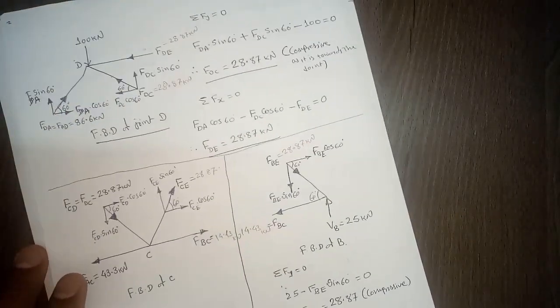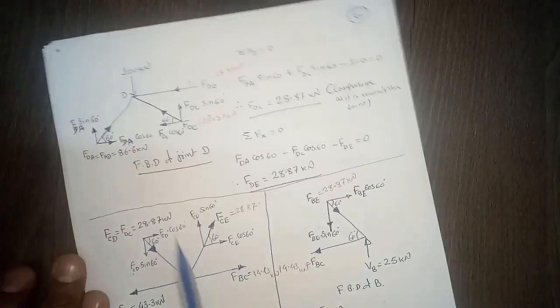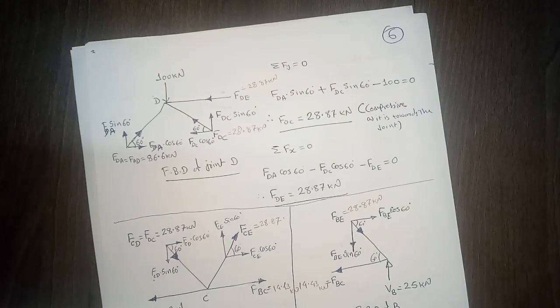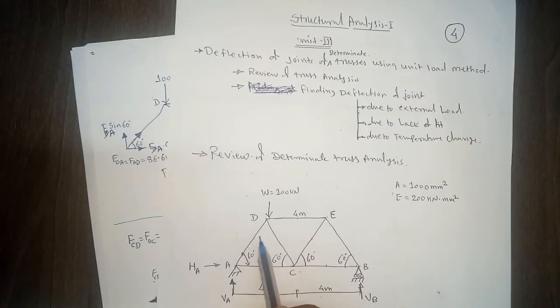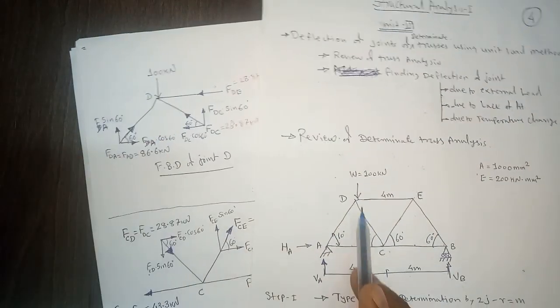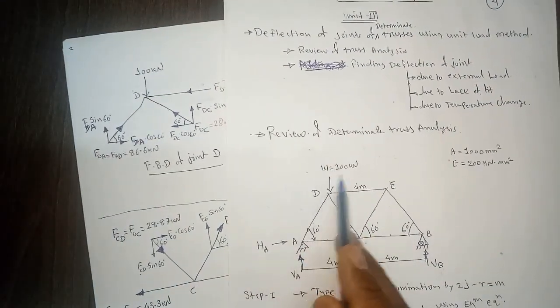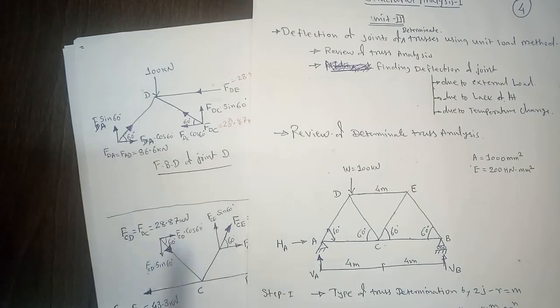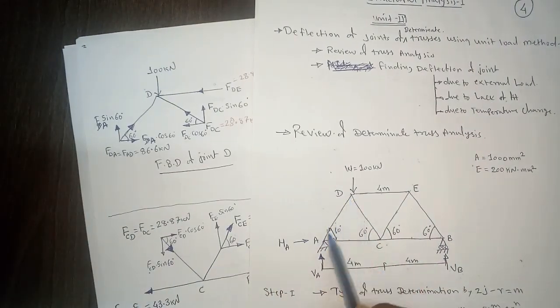Now next, similarly you can solve the other joints. Now this is joint D. So in the truss, this is joint D. At the joint D we have this vertical force of 100 kilonewton. Then there will be some force in this member.